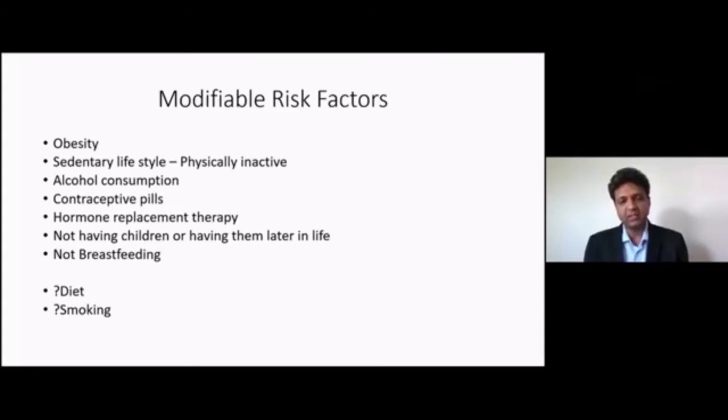Now, breastfeeding is a different topic altogether. It's very, very important. And I would urge all young mothers to try to breastfeed for as long as possible, because that would reduce an individual's risk of developing breast cancer. Counterproductive would be not breastfeeding, which would certainly increase the risk of breast cancer.